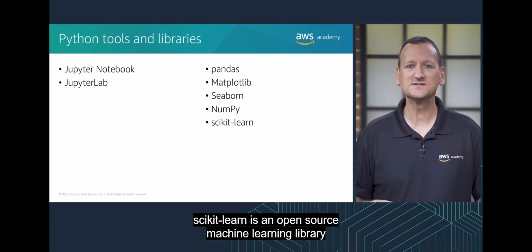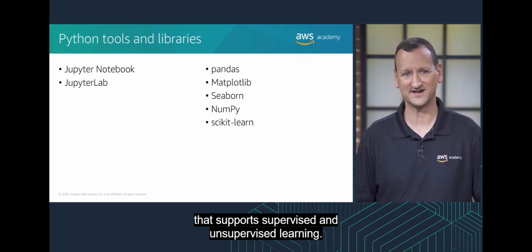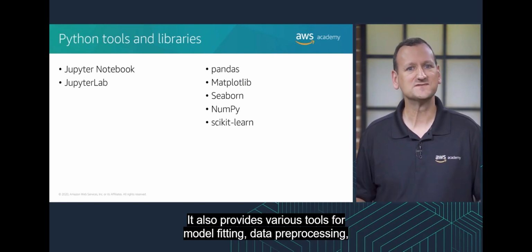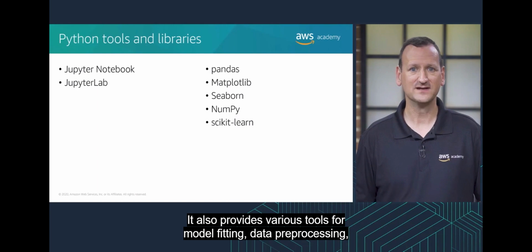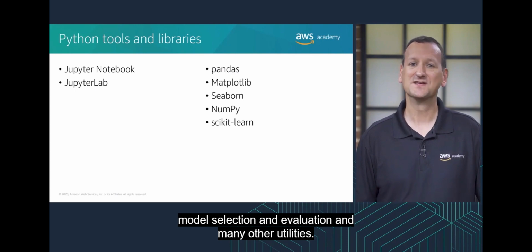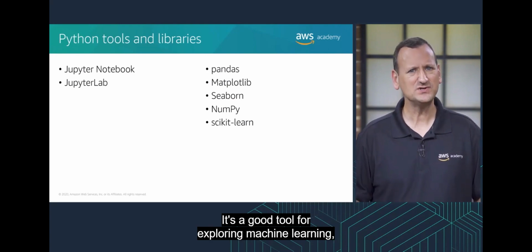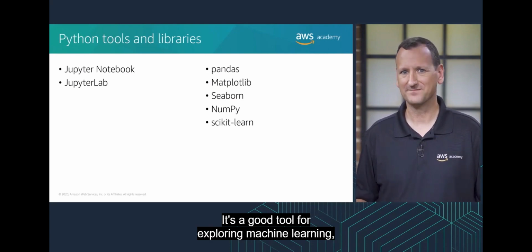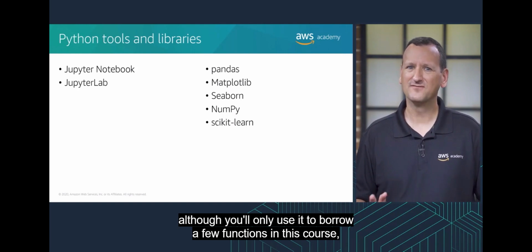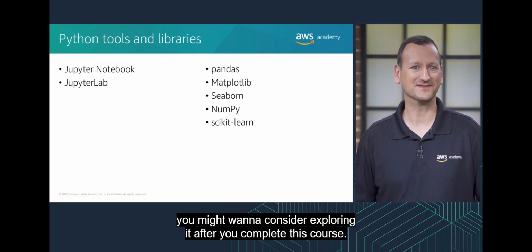Scikit-learn is an open-source machine learning library that supports supervised and unsupervised learning. It also provides various tools for model fitting, data pre-processing, model selection and evaluation, and many other utilities. Scikit-learn is built on NumPy, SciPy, and Matplotlib. It's a good tool for exploring machine learning. Although you'll only use it to borrow a few functions in this course, you might want to consider exploring it after you complete this course.